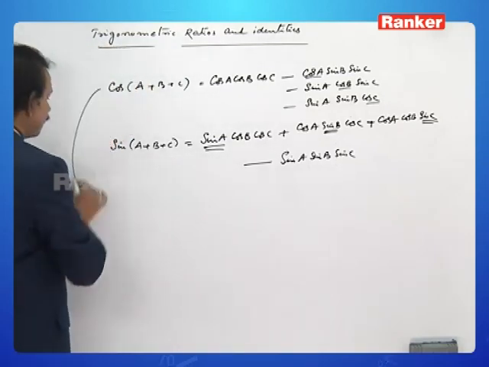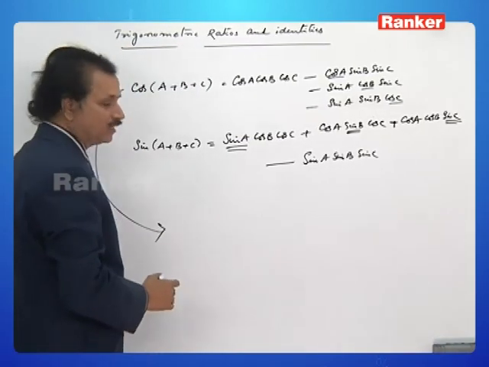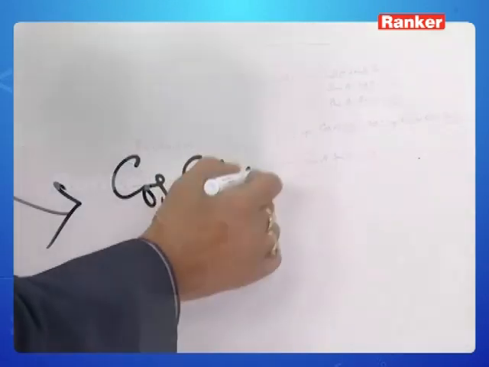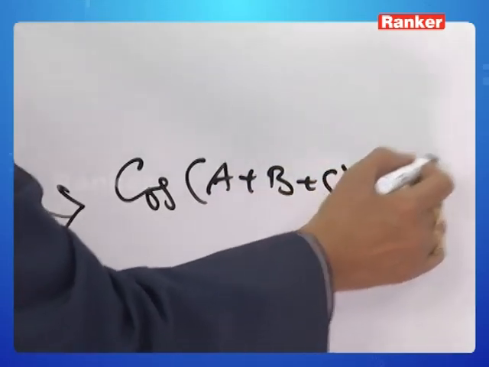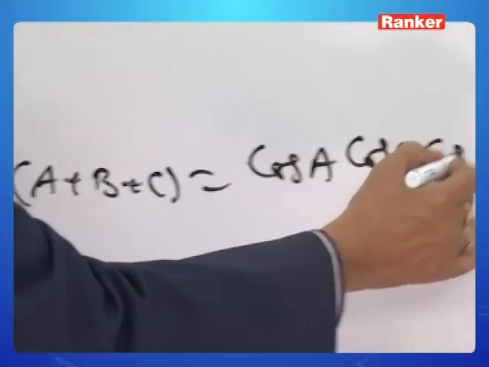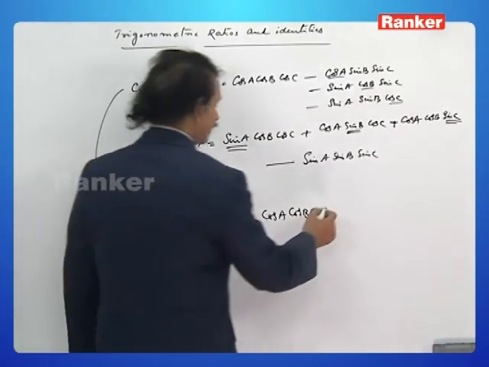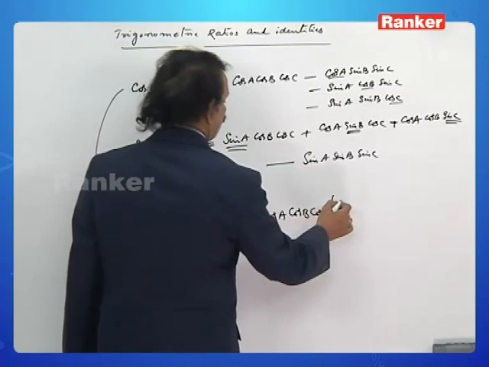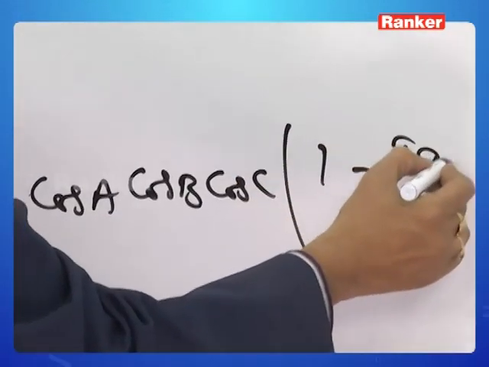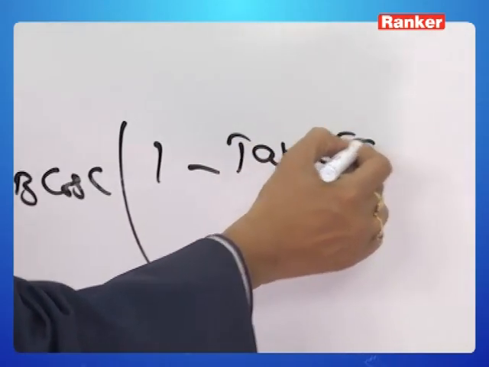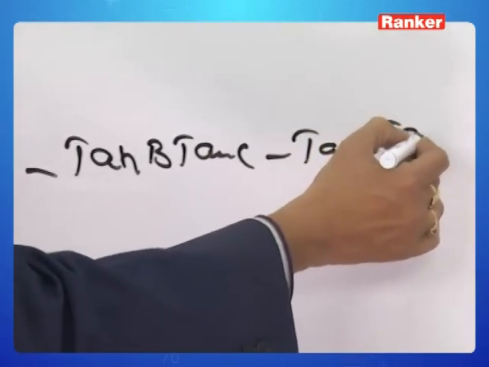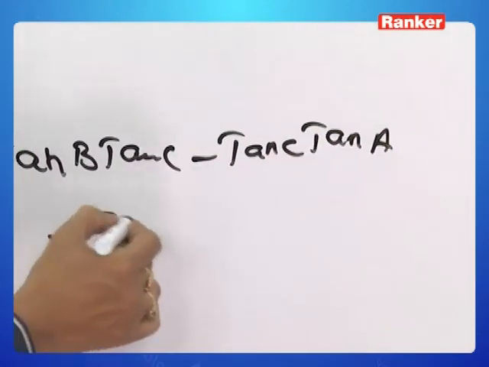From this, if you take cos A cos B cos C out, cos of A plus B plus C is equal to cos A cos B cos C into 1 minus tan B tan C minus tan C tan A minus tan A tan B.